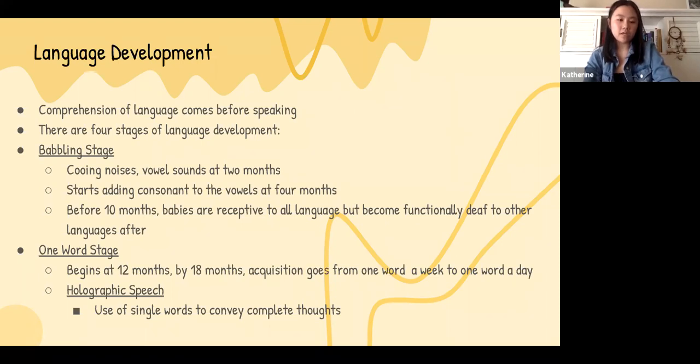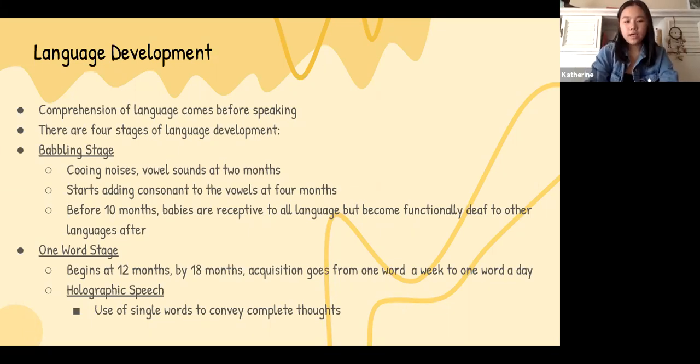First we have the babbling stage. This is from infancy. You start with a lot of cooing sounds, and then you start to make vowel sounds such as oo or ah at the age of 2 months. By the age of 4 months, you start to add consonants to the vowels. Before 10 months, babies are receptive to all languages, but become functionally deaf to other languages after. So before the age of 10 months is when you should be exposing your child to multiple languages, because afterwards babies are going to ignore the languages they weren't exposed to.